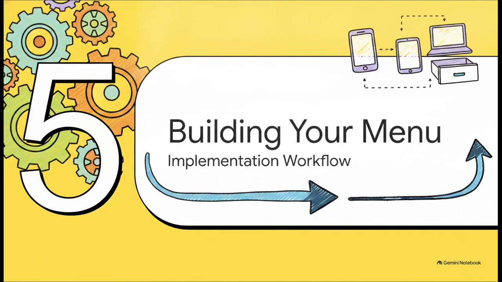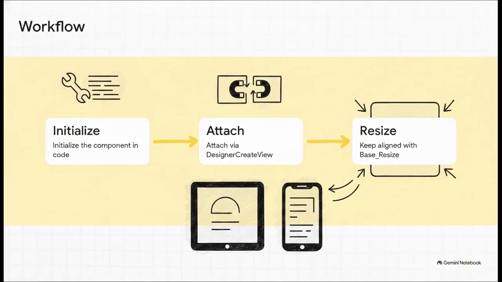All right, Section 5, Building Your Drawer menu. Let's look at the implementation workflow and see how this builds out in practice. Integrating B4XDaisyDrawer is structurally so simple and logical. It's basically just a straightforward 3-step setup. First, you initialize the component in your code. Second, it uses Designer CreateView to automatically attach and configure itself based entirely on your Visual Designer settings. And third, you just call its resize method inside your base_resize event. That ensures it stays perfectly responsive no matter what screen size you throw at it.